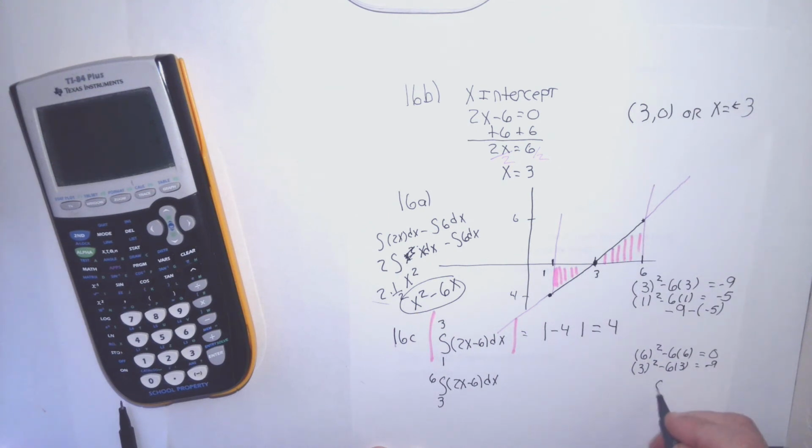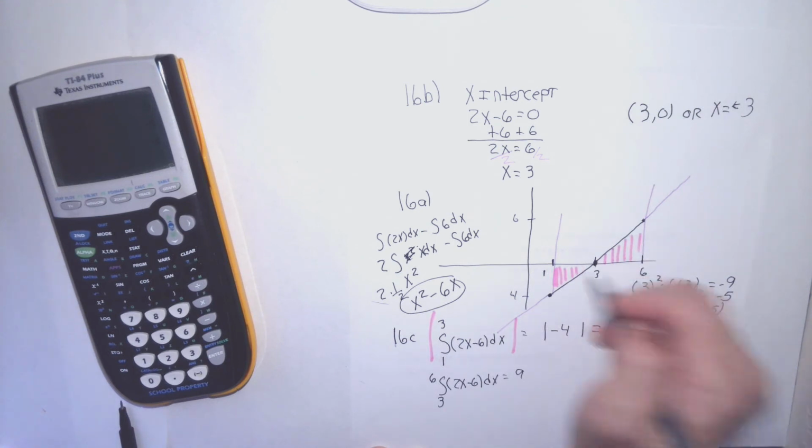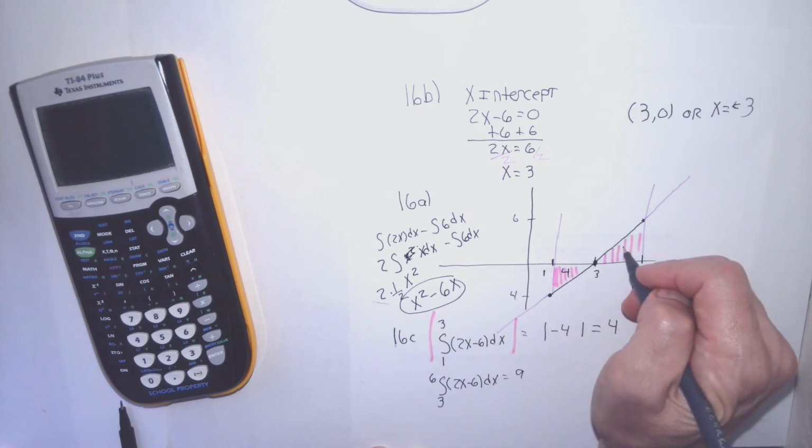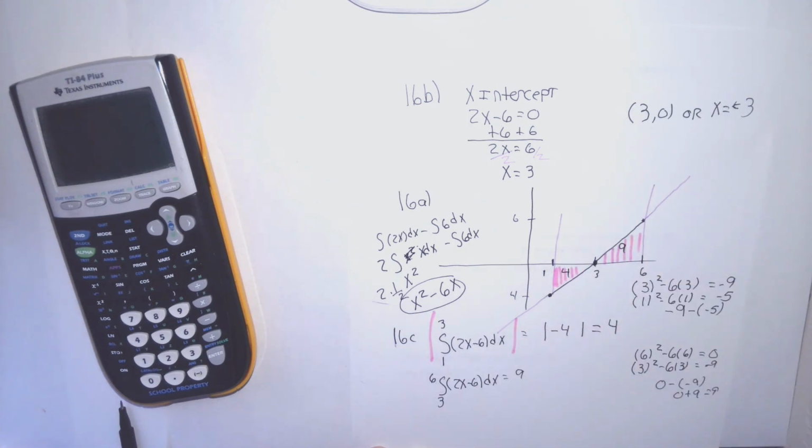And I know that comes out to negative 9. And then subtract these. 0 minus negative 9. That's the same as 0 plus 9, which is 9. So this area is 4. This area is 9. For part C, it wants the total area. And the total area, my answer to part C is just 4 plus 9, or 13 square units.